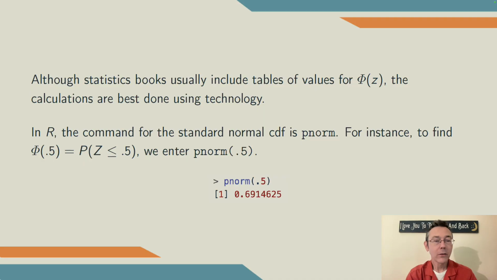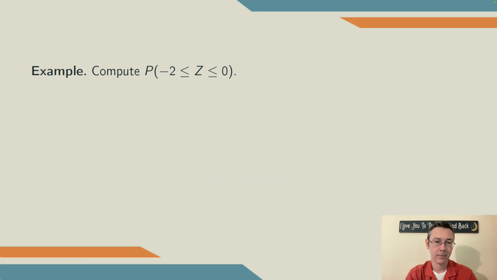Now, most statistics books these days still include a table of values for the standard normal distribution, but the calculations are definitely best done using technology. I use R, where the standard normal CDF is represented by the pnorm function. So for instance, to do that probability that we looked at on that last slide, we're going to enter pnorm of 0.5. And when we do that, we get 0.6914625. So that estimate of 70% wasn't too far off.